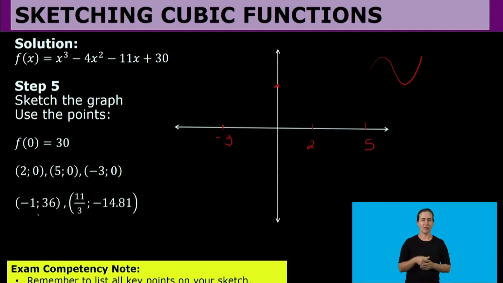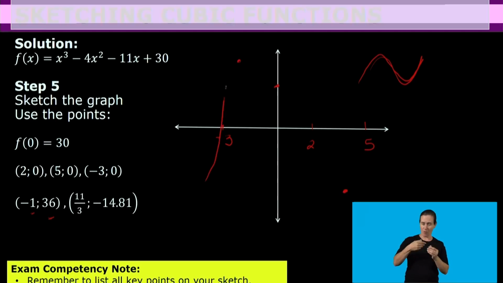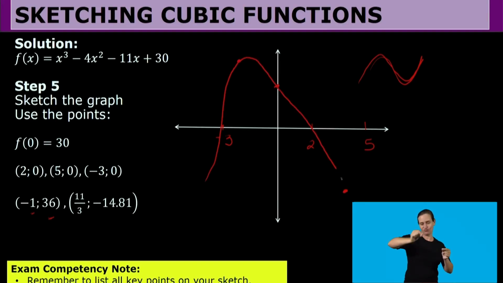We plot our turning points. When x is minus 1, y is 36, and you can already see my shape taking form there. When x is 11 over 3, y is negative 14.81, which is somewhere down there. Now that we've got all our points, it's simply a matter of joining them. We put arrows at the end to show that this continues to infinity.